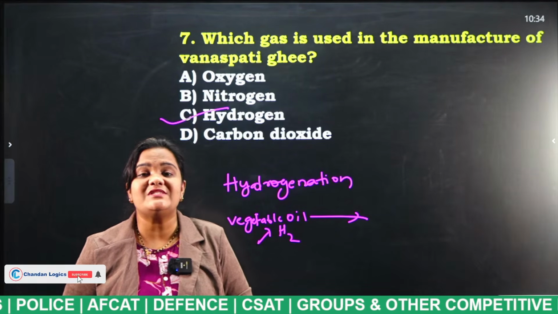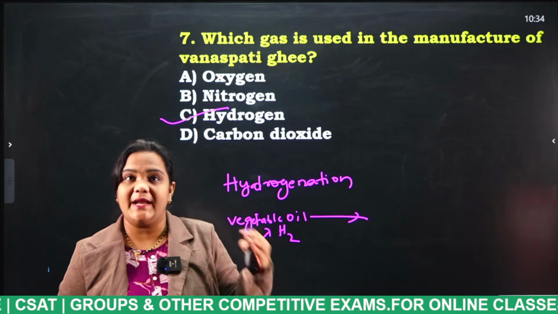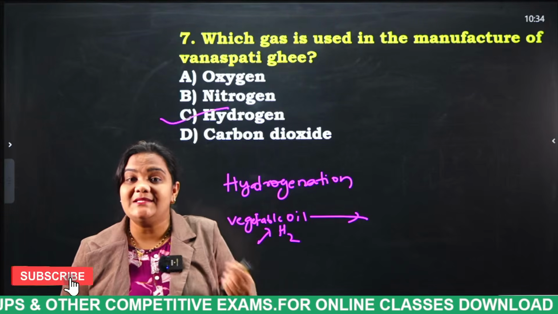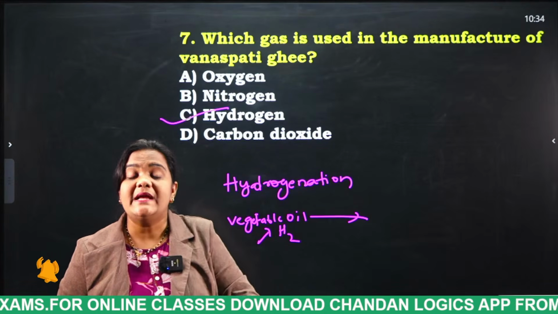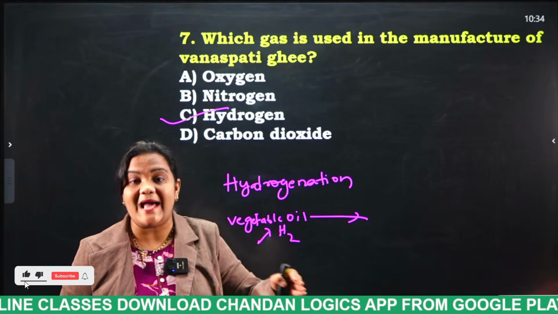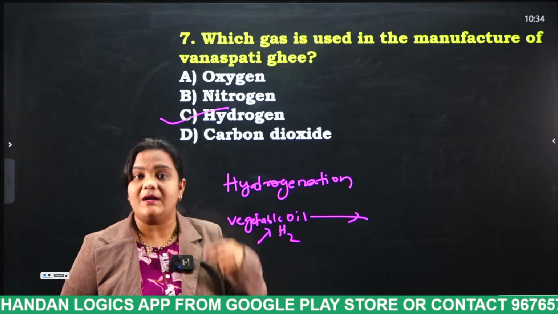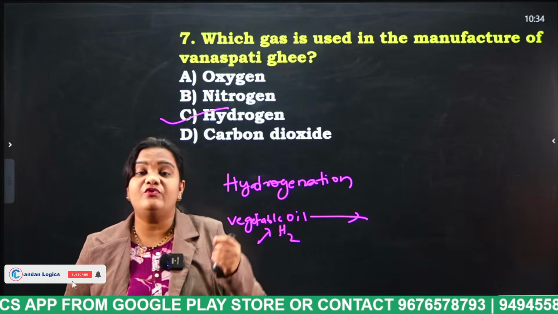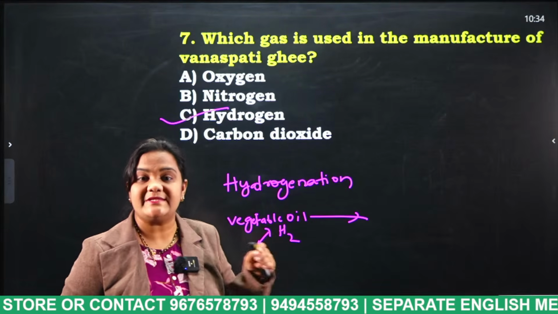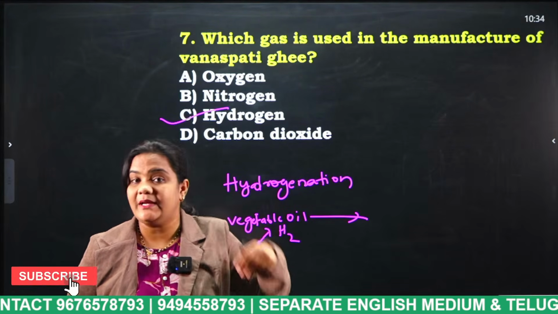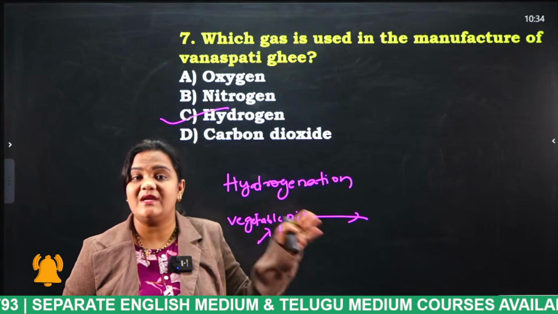Tell me, students, which gas is filled in chips packets or Kurkure packets? Yes, very good. Nitrogen gas is filled in the chips packet or Kurkure packet. Why? In order to protect them from rancid acid. Rancidity is nothing but what? If food items react with oxygen, if food items get oxidized, the taste of the oil present in that food is going to change. And that is very, very dangerous.